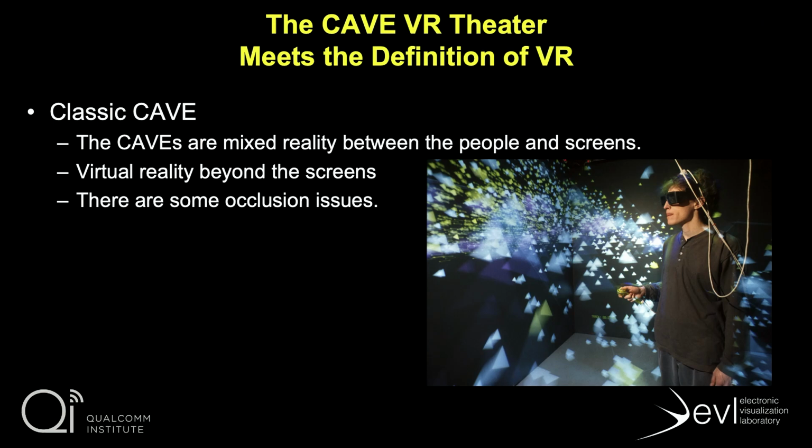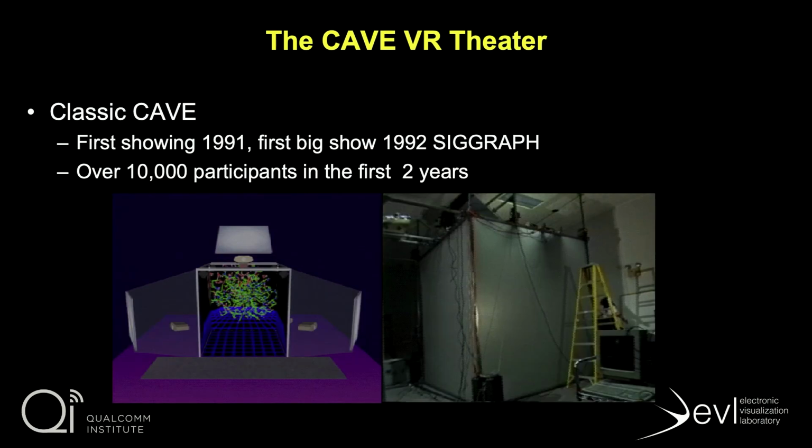And we were a little extra confused about it at the time, but the best way to think about CAVEs is they're a mixed reality system on the people side of the display surfaces, and a full virtual reality system on the other side. That actually took us a little while to figure out, because people claimed, well, it's not virtual reality, because you can see yourself.